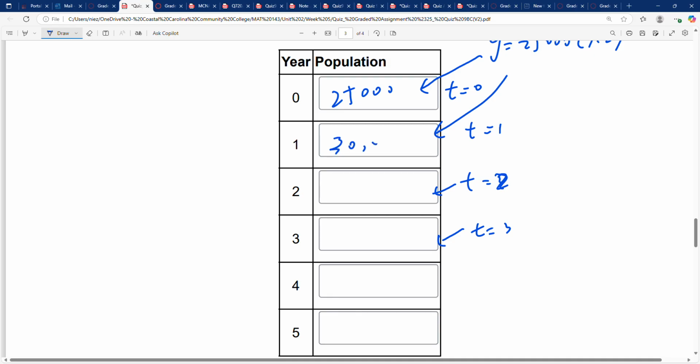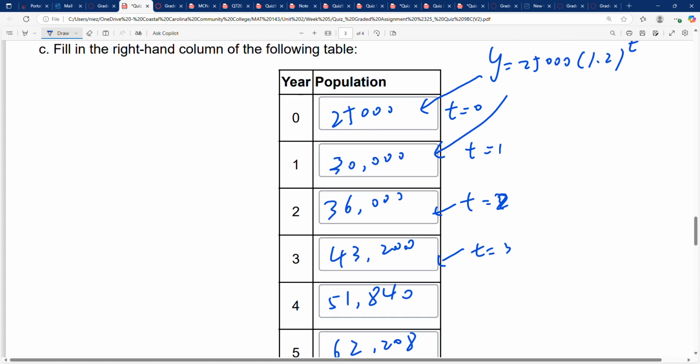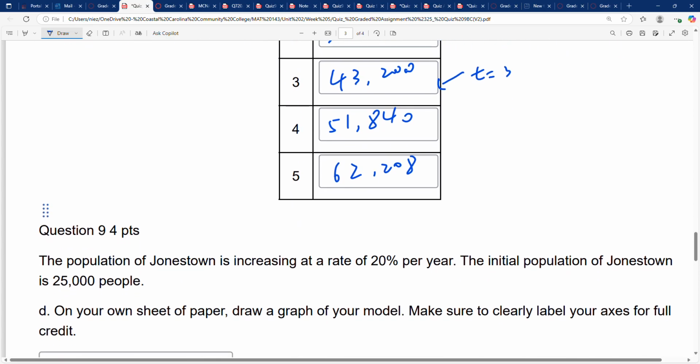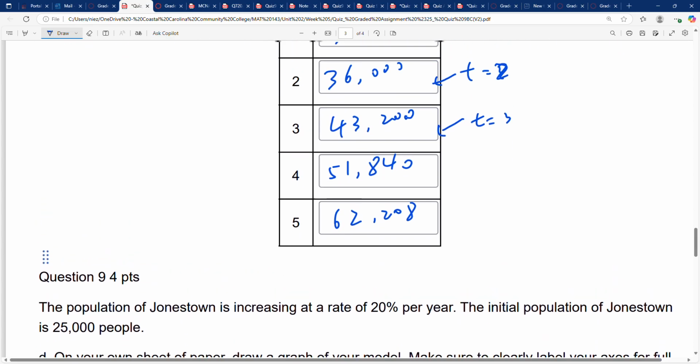So this is 30,000. Next one, 36,000. And then 43,200. And then 51,840. And the last one, 62,208. And number 9 is draw the graph.